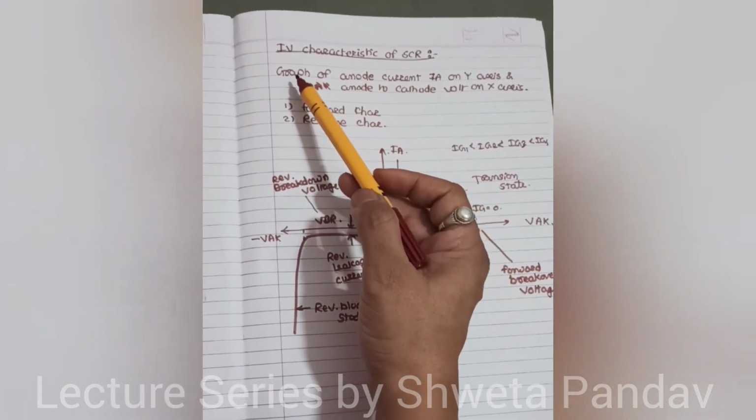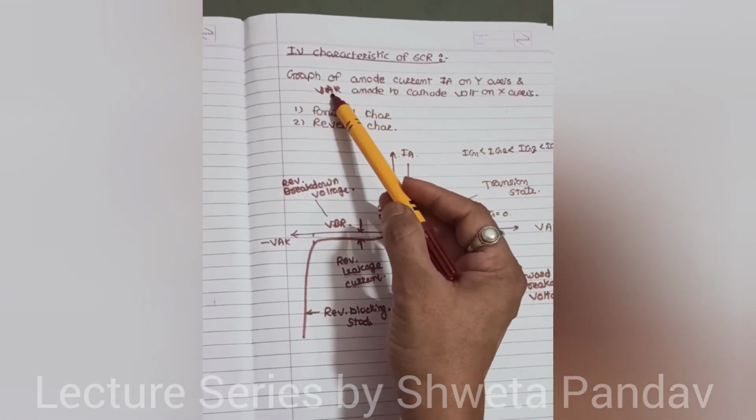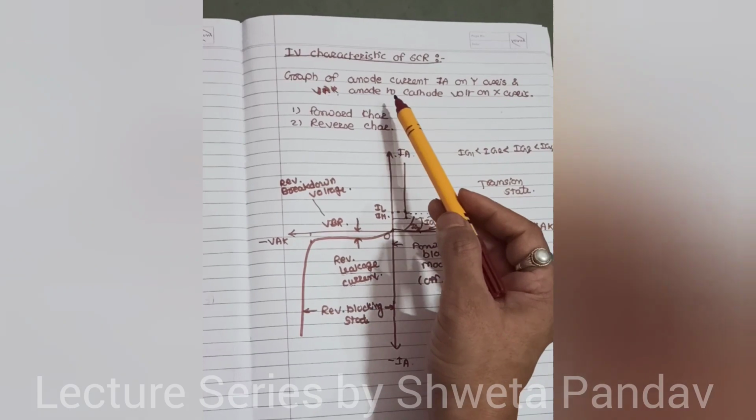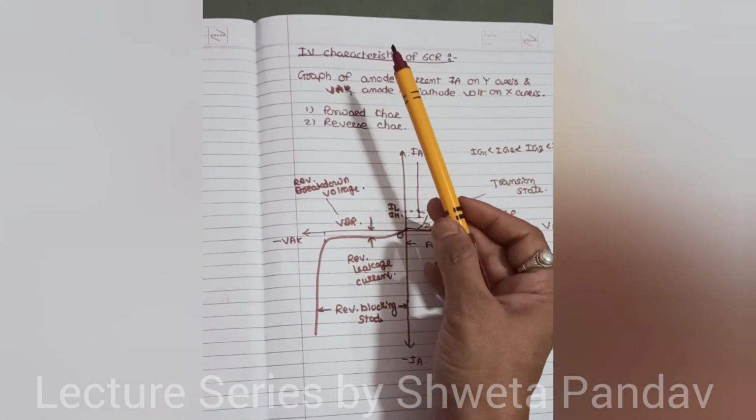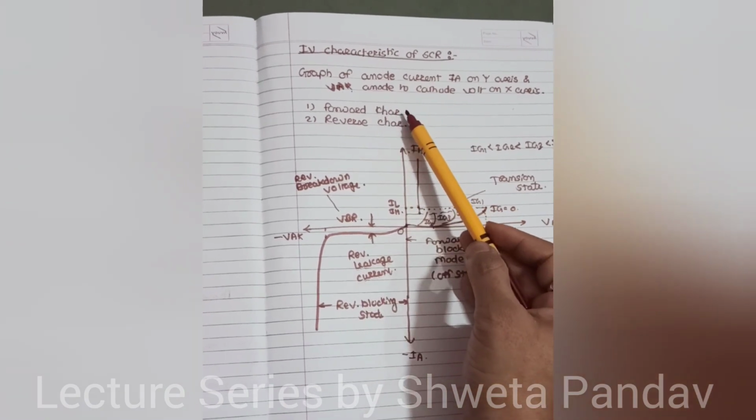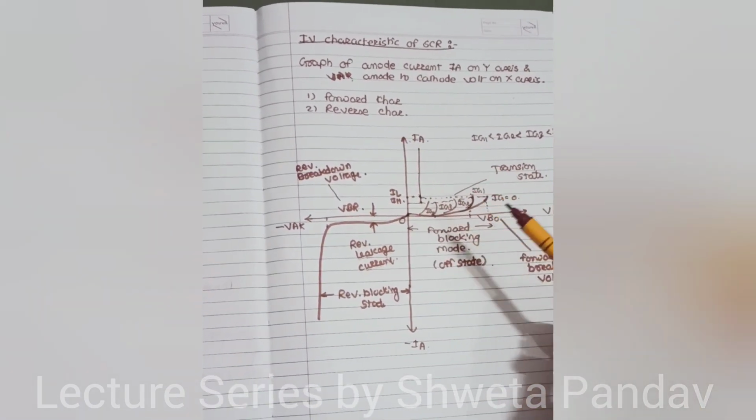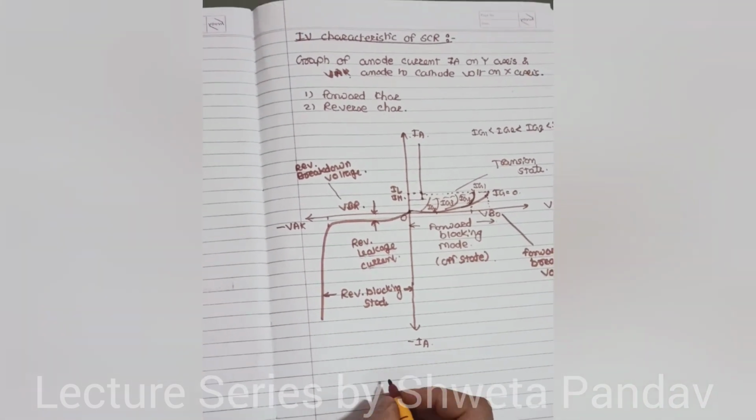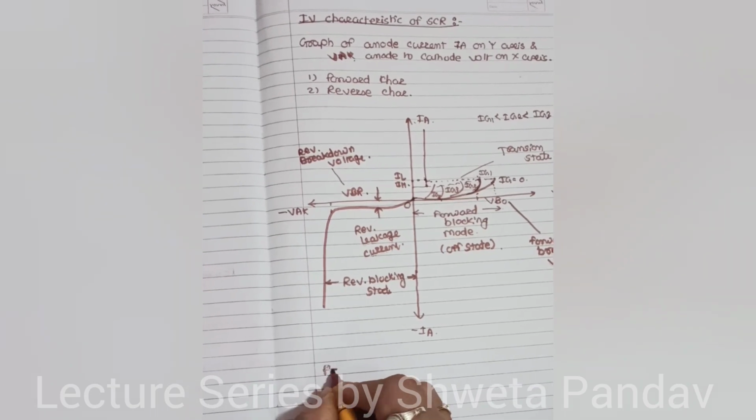It is nothing but a graph of anode current IA on y-axis and anode to cathode voltage, that is VAK, on x-axis. The IV characteristic is divided into two parts, forward characteristic and reverse characteristic. In forward characteristic, this is the IV characteristic of SCR. Now what is forward characteristic?